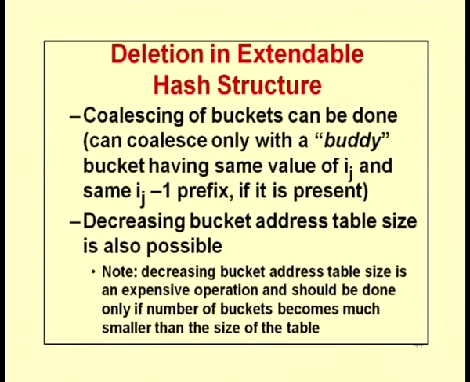Deletion in extendable hashing: sometimes you have to coalesce buckets, that is, join together two buckets, and normally you coalesce only with the buddy. The buddy, as you would have studied in data structures, relates to 2 power i: buckets having the same value of ij and the same ij minus 1 prefix, if it is present. Decreasing the bucket address table size is also possible, but it is an expensive operation, so it should be done only if the number of buckets becomes much smaller than the size of the table.